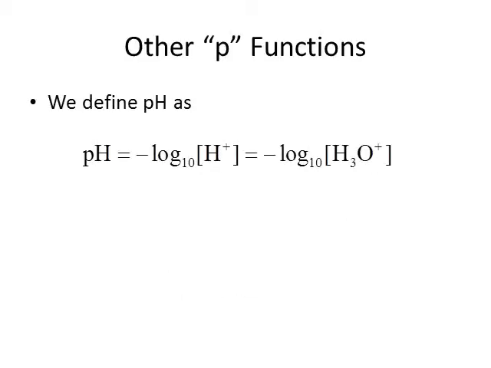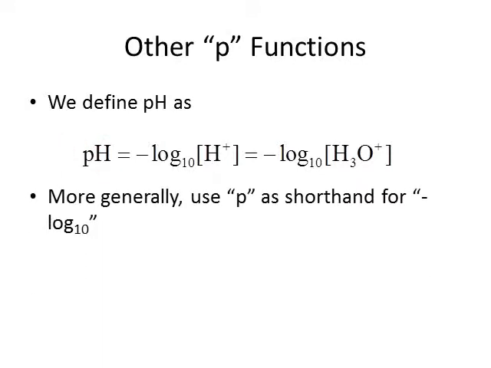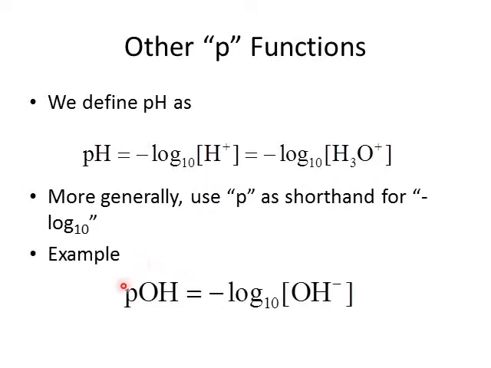One of the things you need to realize is that we have defined the pH as minus log to the base 10 of H plus, or H3O plus, which, as we said before, is practically synonymous in this context. However, there are other functions that start with P in the context of acid-base equilibria. Generally speaking, P is shorthand for minus log to the base 10. So for example, the pOH of a solution is minus log to the base 10 of the OH minus concentration.